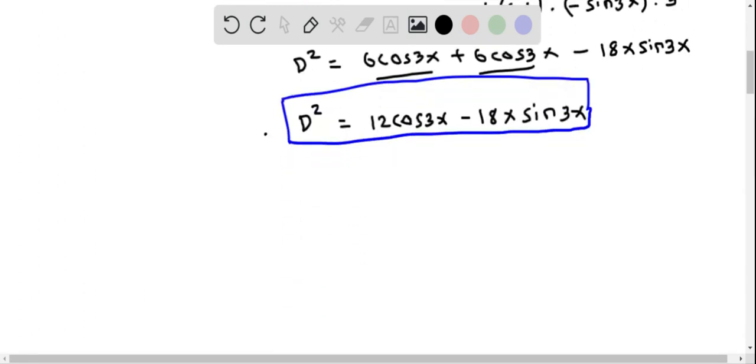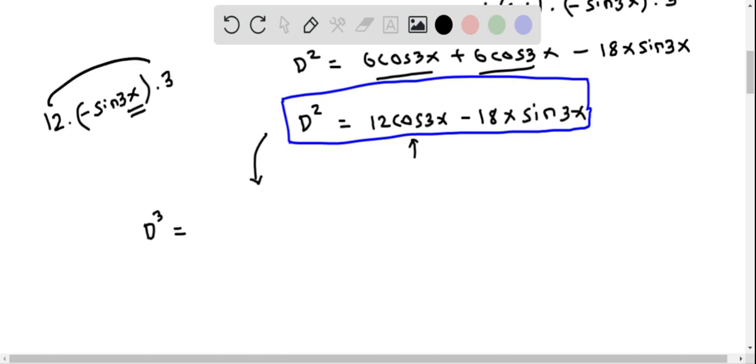I'm going to differentiate this with respect to x. So we will get D3, and we have to differentiate 12 cos 3x. I put the 12 as it is. The differentiation of cos 3x is negative sine 3x, and then applying the chain rule, the differentiation of 3x is 3. So this becomes 12 times 3, which is 36, with the negative, so negative 36 sine 3x.